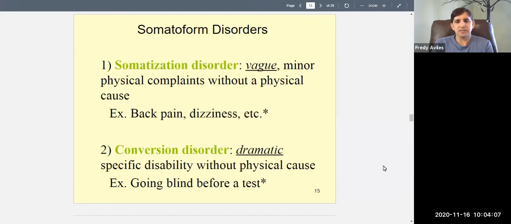Going blind before a test. There are people who are so anxious about their tests, so stressed out about it, that they literally lose the ability to see. They can't see. But there's nothing wrong with their eyes. It is all psychological. And by the way, they are not faking it. They're not making it up. They can't see. But it's all because of stress. It's all because of something psychological.